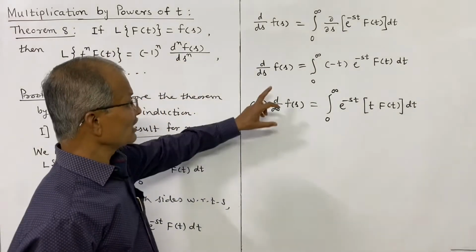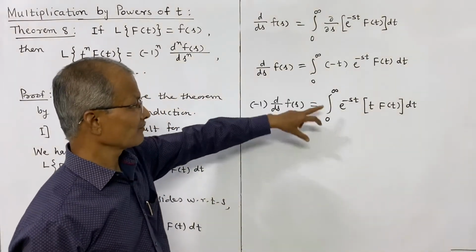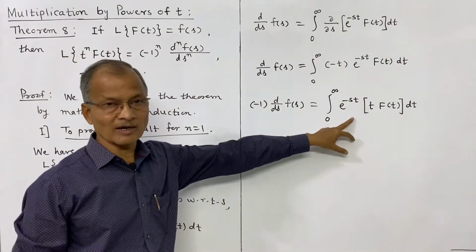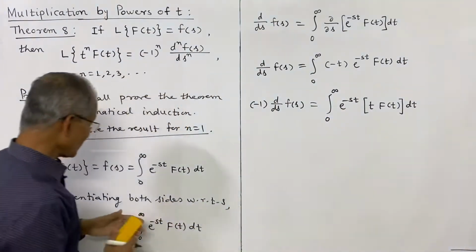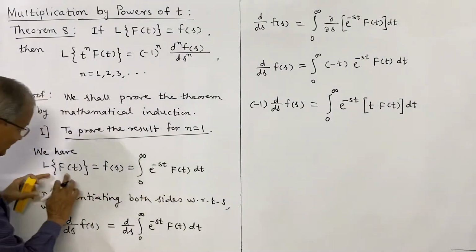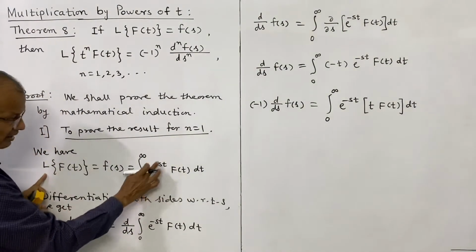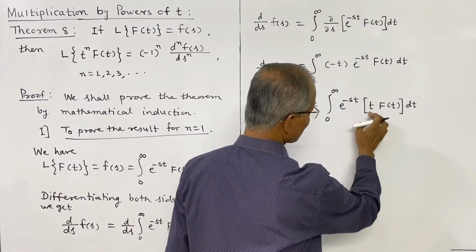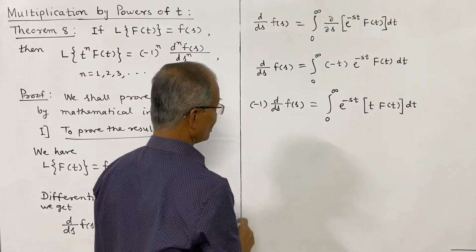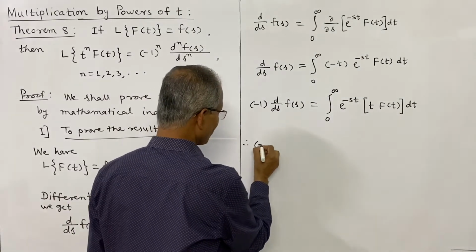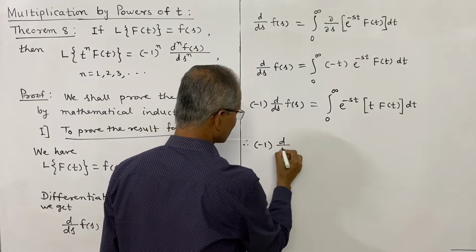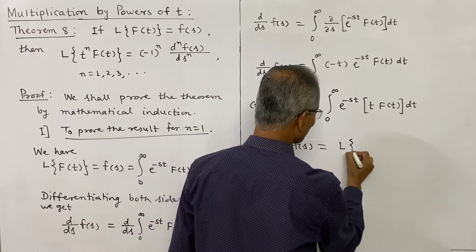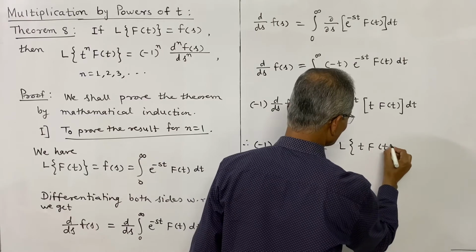You see, we have multiplied both sides by minus 1. This becomes positive, this becomes negative. And what is the right side now? By definition, this is a Laplace transform. This is the kernel of the Laplace transform, and therefore the right side is the Laplace transform of the function t into f of t. That is, minus 1 d by ds of F(s) is equal to the Laplace transform of t into f of t.